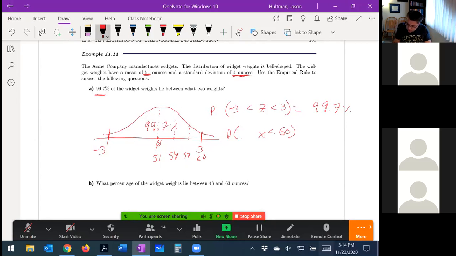Do we not use 4? Because it says the standard deviation is 4 ounces. Oh, sorry, you're right. I should be adding 4, my bad. 55, 59, and 63, right? So this is going to go to 63.